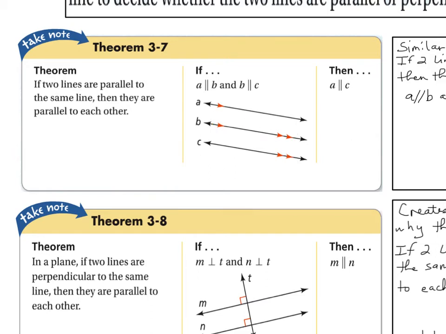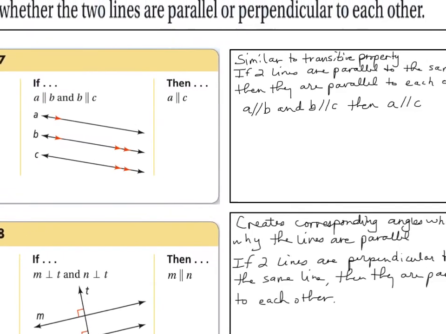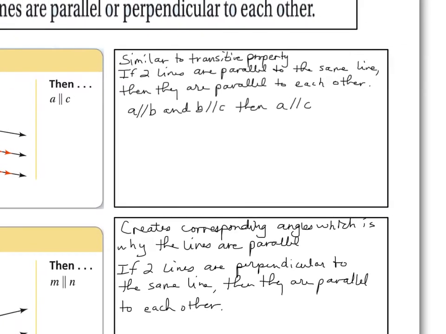Now you'll notice if you look at this closely enough that this is very similar to another property that we've had. This is very similar to the transitive property. Okay, so what we're saying here is that it's similar to the transitive property. If two lines are parallel to the same line, then they're parallel to each other. So A would be parallel to B, B is parallel to C, then A is parallel to C.